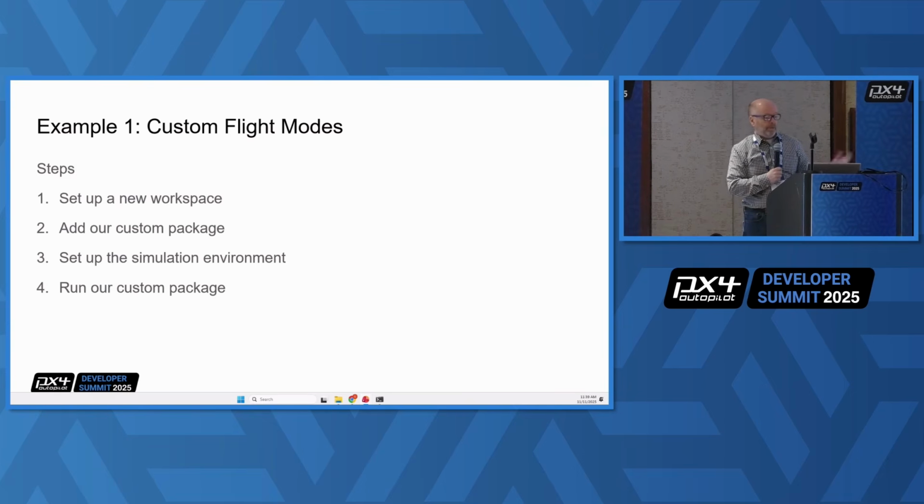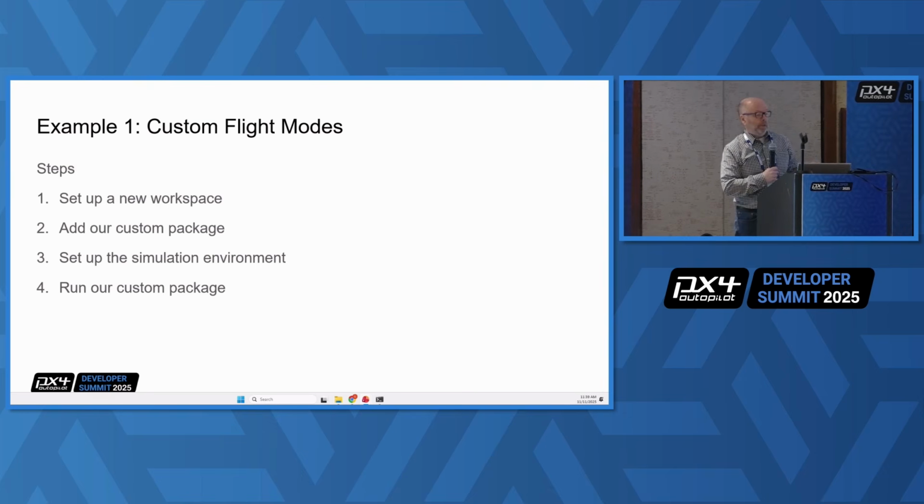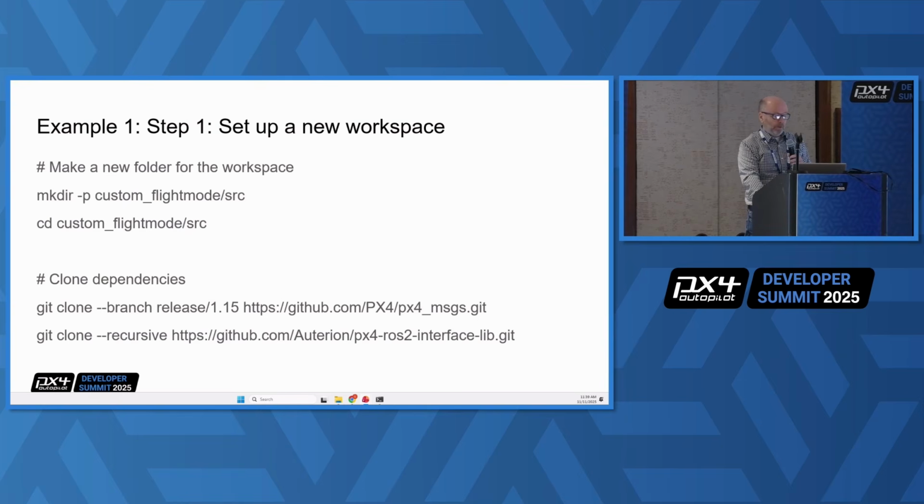So what are the steps that we've got to do? We've got to set up the new workspace. We kind of showed you how to do that before. We're going to add our custom package, and we're going to set up the simulation environment and then run our custom ROS package.